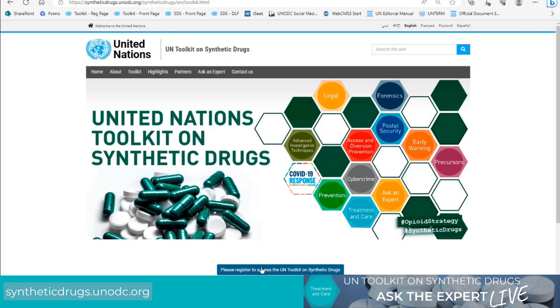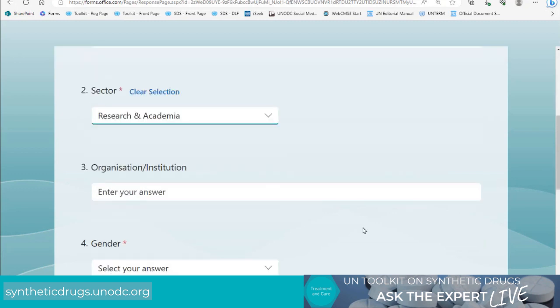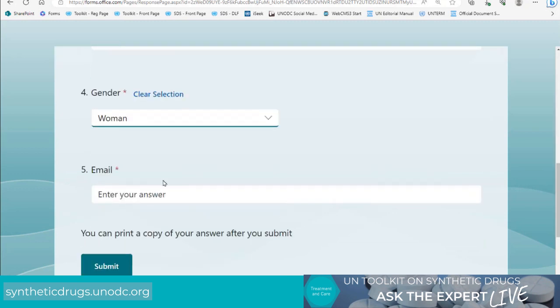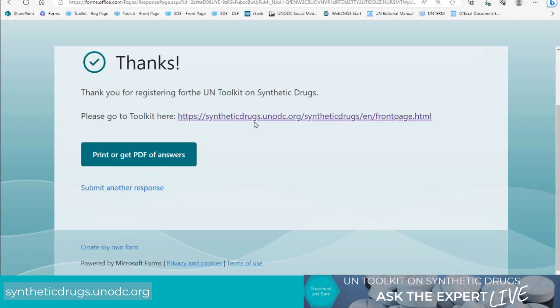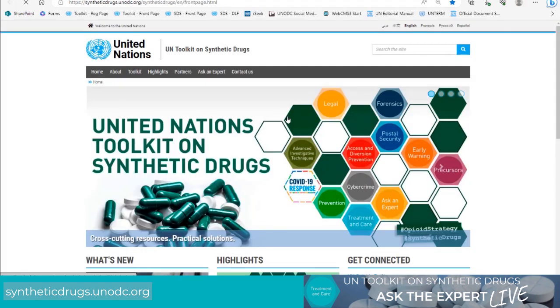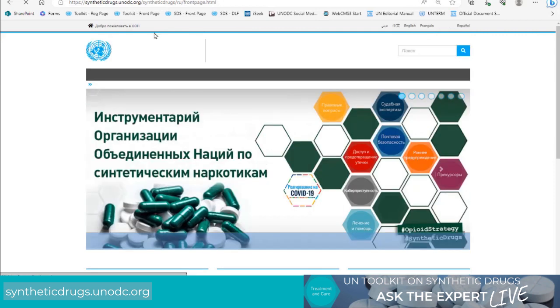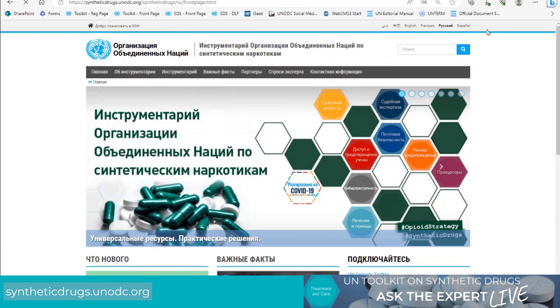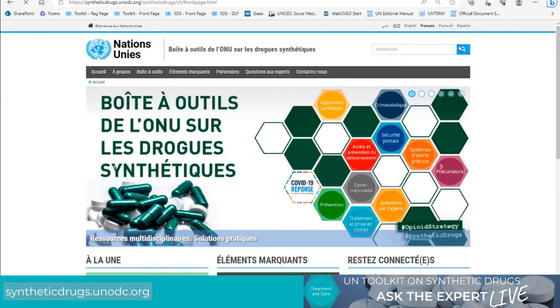Here, when you land, you can register to enter the page. Registration is very quick and easy, and I will show you how quick and easy. There you go. And then you'll get a link for the toolkit page. So here we are. This is the landing page for the UN Toolkit on synthetic drugs. Up here, you'll see you can access it in all languages. It's Russian, Spanish, French, and Chinese.